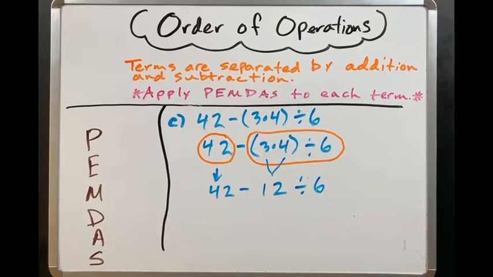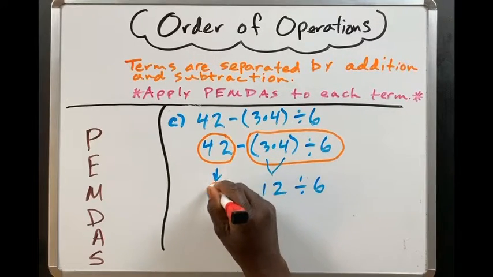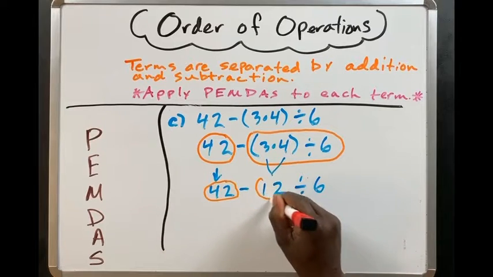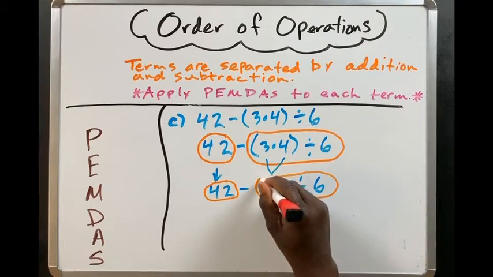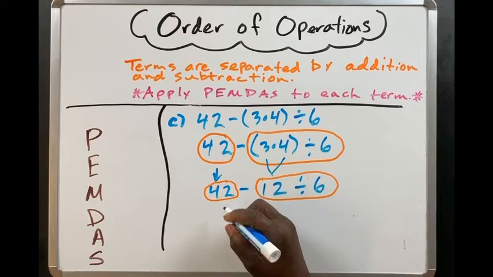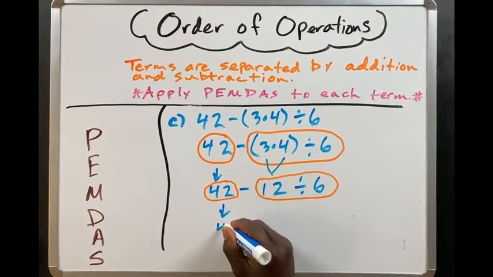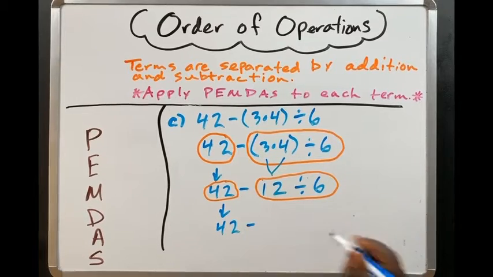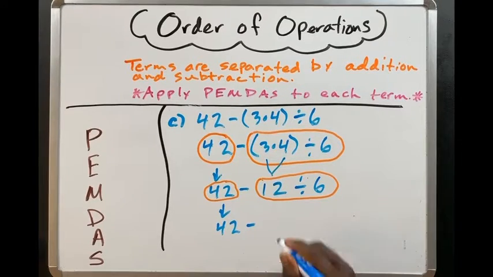All right. We have subtraction. So let's circle the term again. Eventually, you may get to a point where you don't need to circle the terms, but who knows? You may like doing that because it helps you in your problem solving. Bring down the 42 minus 12 divided by 6. That gives you what? 2.